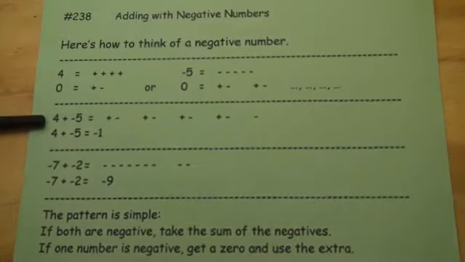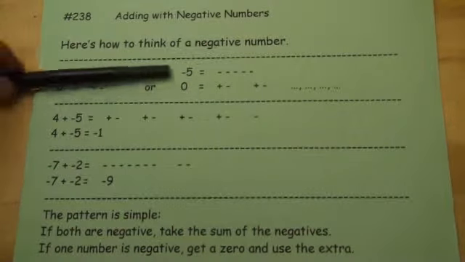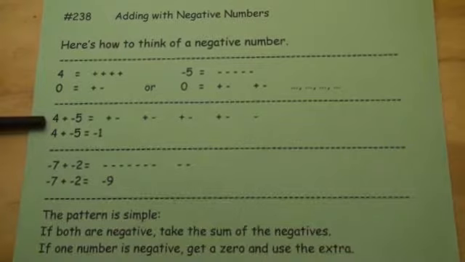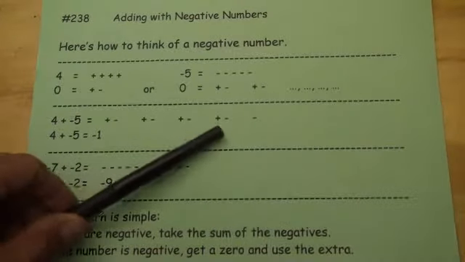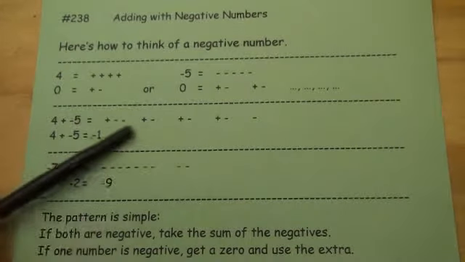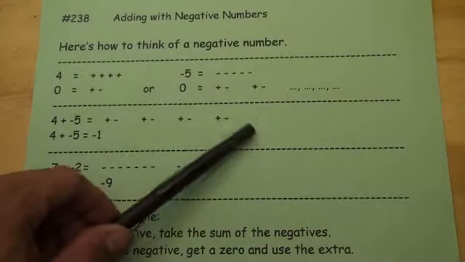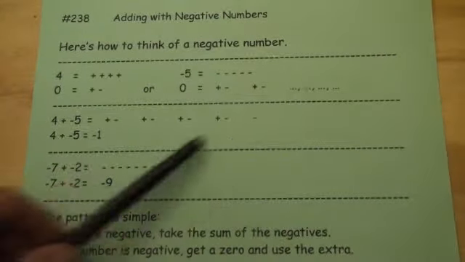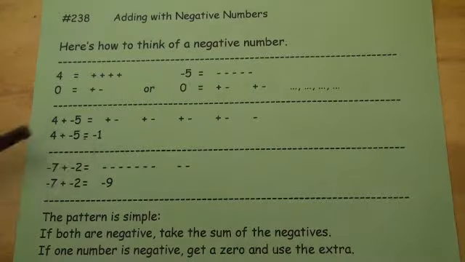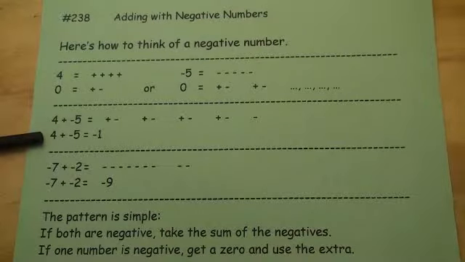That comes in handy when we take a look at 4 protons plus 5 electrons. Well, you're going to have 1, 2, 3, 4 pairs of 0 charges with an extra electron. So 1 extra electron is negative 1, and it's as simple as that. You don't have to memorize anything. You just think about things logically.